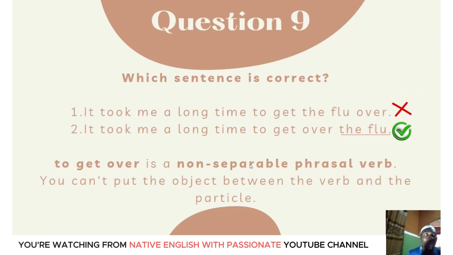Phrasal verbs consist of two things: the verb and the particle. When you put an object in between, you sound more natural, more fluent. But there are some phrasal verbs that are non-separable, and get over is an example. So get over, what's the meaning? It means you are recovering. To get over the flu, a disease, a sickness, is to recover from the flu.